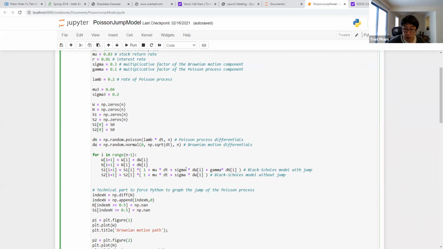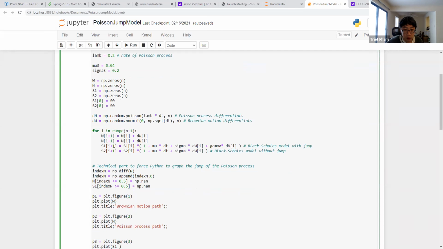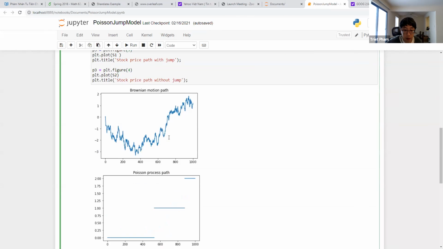So this is exactly what we did before. Oh, sorry, this is not the return. This is St plus 1 divided by St. So the percentage return will be this divided by this, subtract 1. That's why there's a 1 here. That's the percentage return.